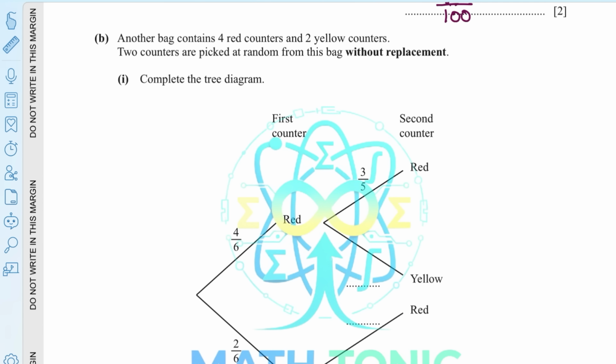Another bag contains 4 red counters, 2 yellow counters, right? 2 counters picked at random, but this time you are doing without replacement. That means second time the number of counters will be less. Now complete the tree diagram. Again I'm saying, red counters we have 4 and yellow counters is given 6.